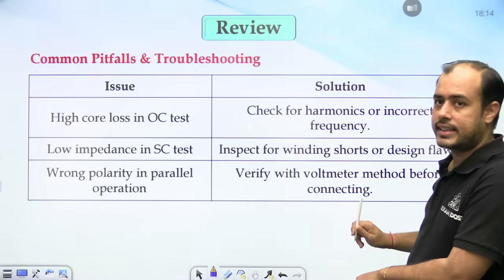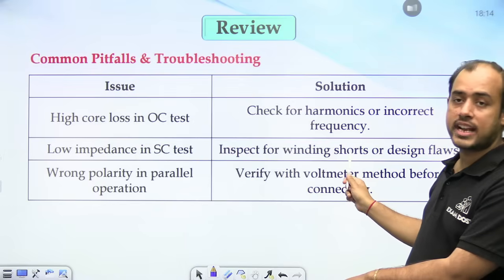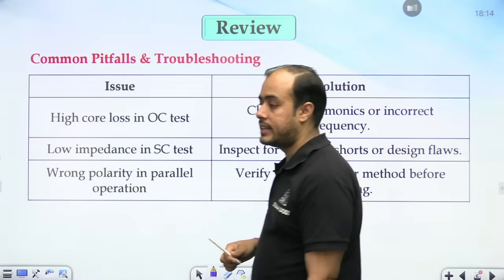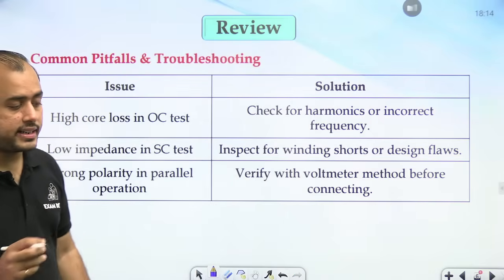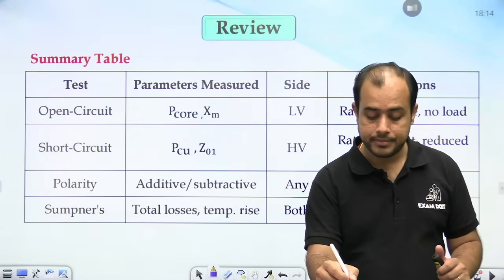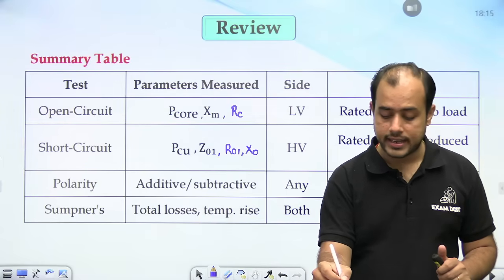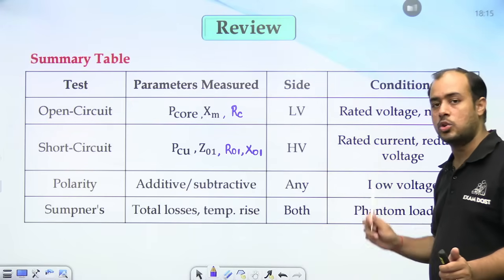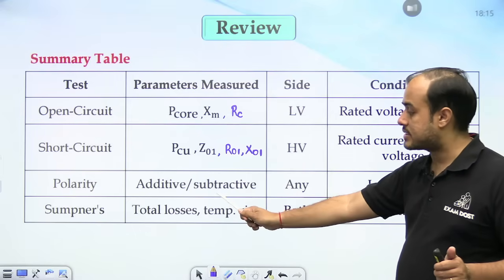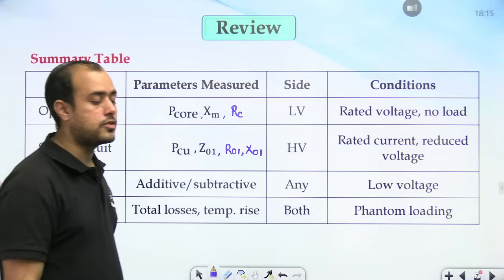High core loss in the open circuit test, we need to check for harmonics or wrong frequency. Low impedance in the short circuit test, we need to check for winding shorting or design flaw. Wrong polarity in parallel operation, we need to conduct the polarity test. So the open circuit test measures the core loss, XM and RC. It is conducted on the LV side. Short circuit measures PCU, Z01, R01, X01, conducted on HV at rated current and less voltage. Polarity test, additive or subtractive, can be conducted on any side. Sumpner's test estimates the total losses and the temperature rise, and it has phantom loading.